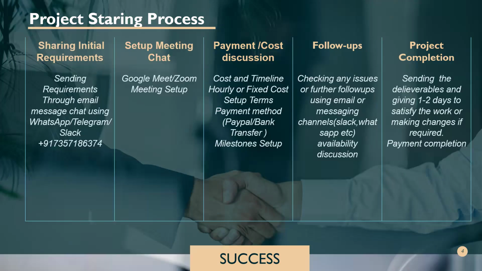Then how you can connect with me and where we can start our process: once you have the initial requirements ready, you can message me over WhatsApp or email with a small project overview, or you can just connect with me and we can set up a small Google Meet or Zoom meeting. Once that meeting goes well, we can decide the cost and timeline associated with that project.